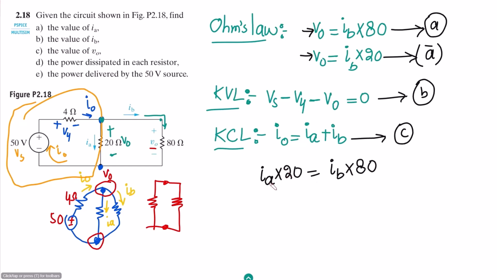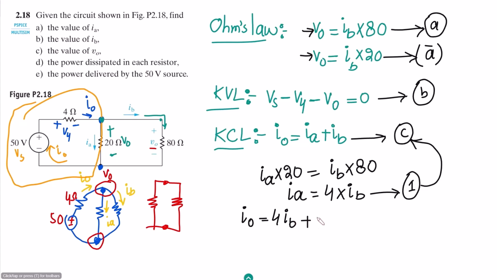Dividing both sides by 20, IA is equal to what? That is 4 multiplied by IB. This is another equation, let me call it 1. Let me take it and put it in equation C. What will we get? Putting it here, I naught is equal to 4IB plus IB, and from it we get the value of I naught is 5IB, and that is what we have got.